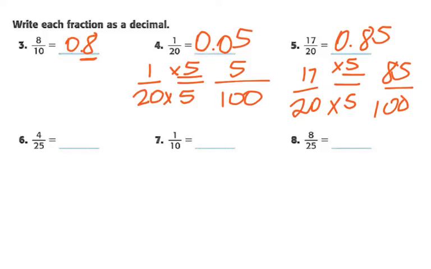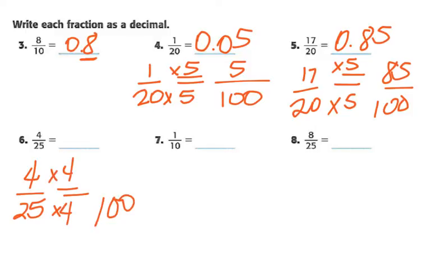Alright, hopefully you had a chance to solve these. When you had 4/25, you wanted to get it to have a denominator of 100. So you knew you can multiply by 4 over 4. And that would have given you 16 hundredths, or 0.16. 1/10 already had a denominator of 10, so you just put a 1 in the tenths place.